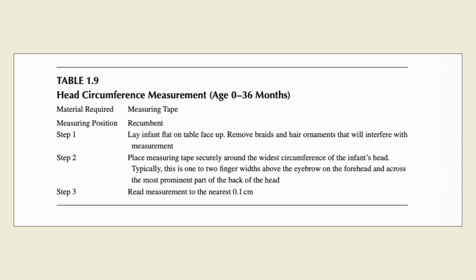Head circumference typically increases approximately 1 centimeter per month during the first year of life, with the most rapid growth during the first 6 months of life. Most head growth is complete by 4 years of age.